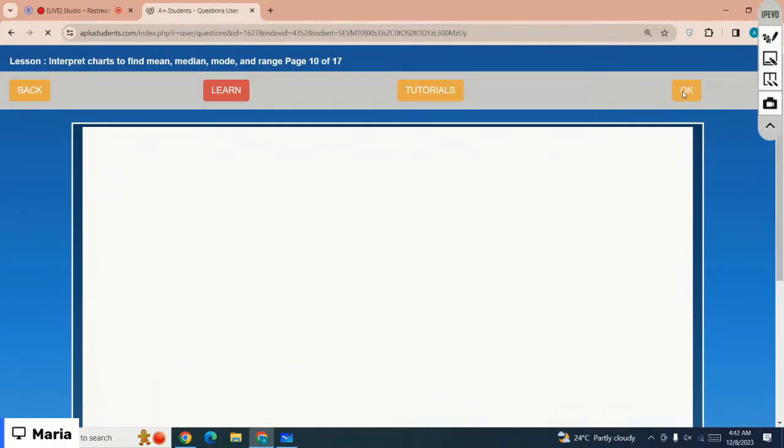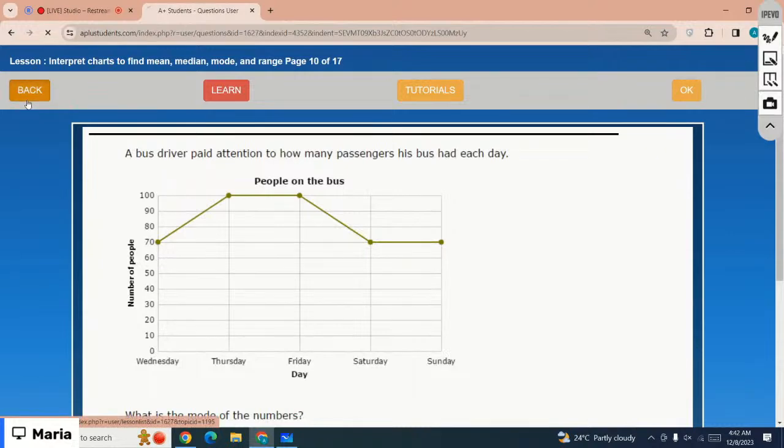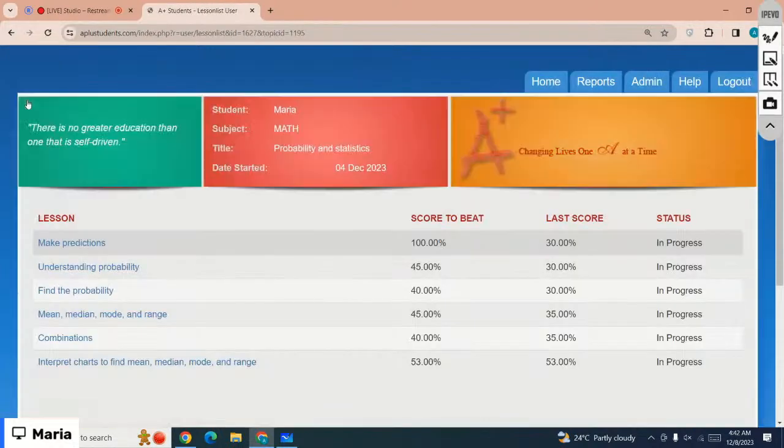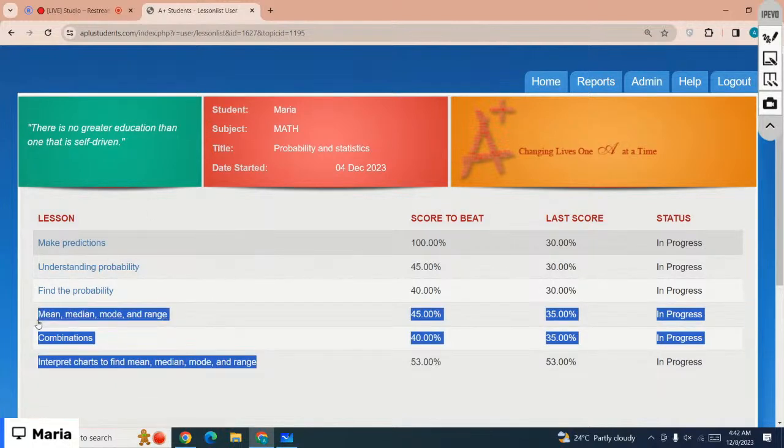Okay, you can complete the lesson by yourself later today. Also we're done with the lesson. Also we're done with the chapter statistics and the probability. We are working on grade 4 maths. Chapter we're working on is probability and statistics, and the lessons we have covered today are mean, median, mode, and range. The next we did combinations and interpret charts to find mean, median, mode, and range, right?